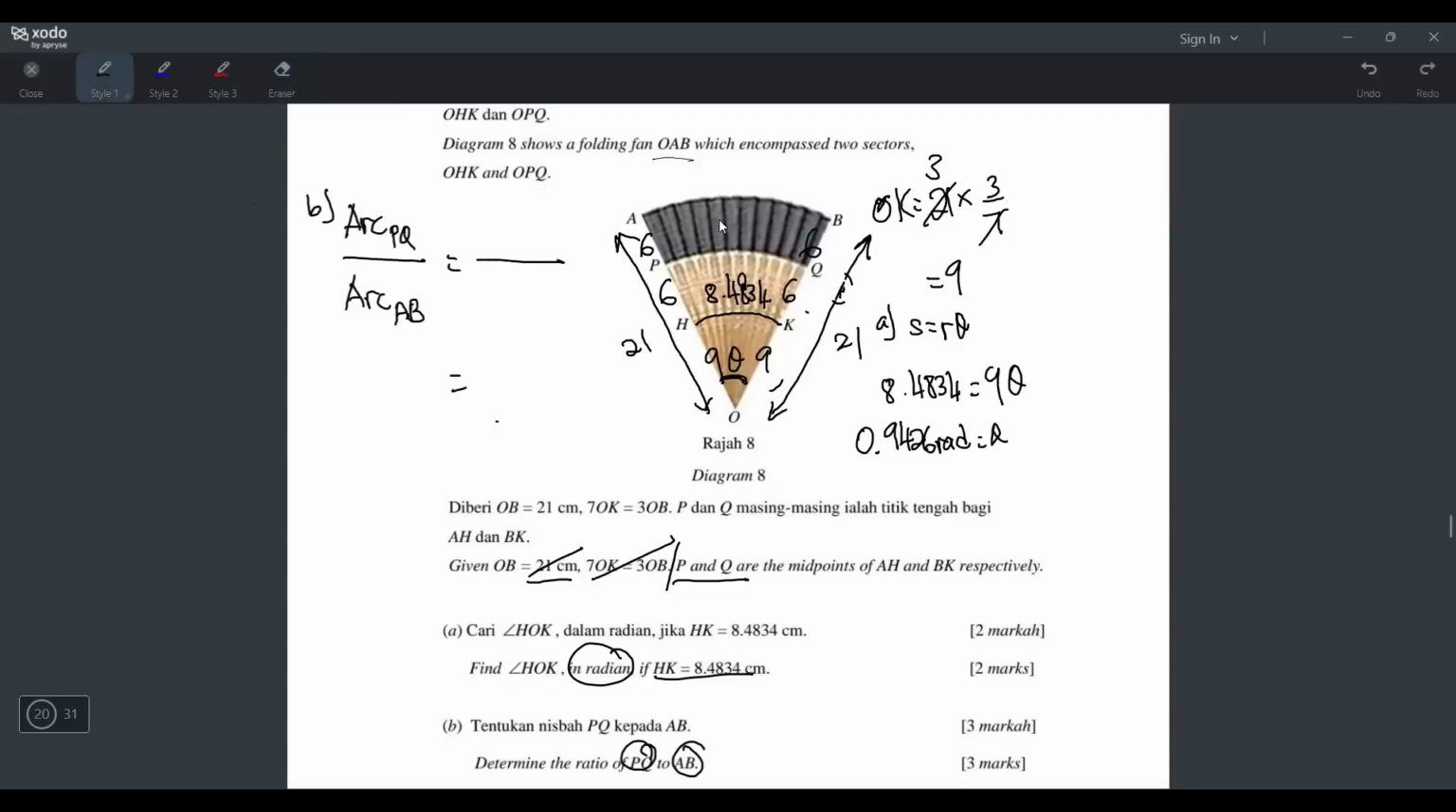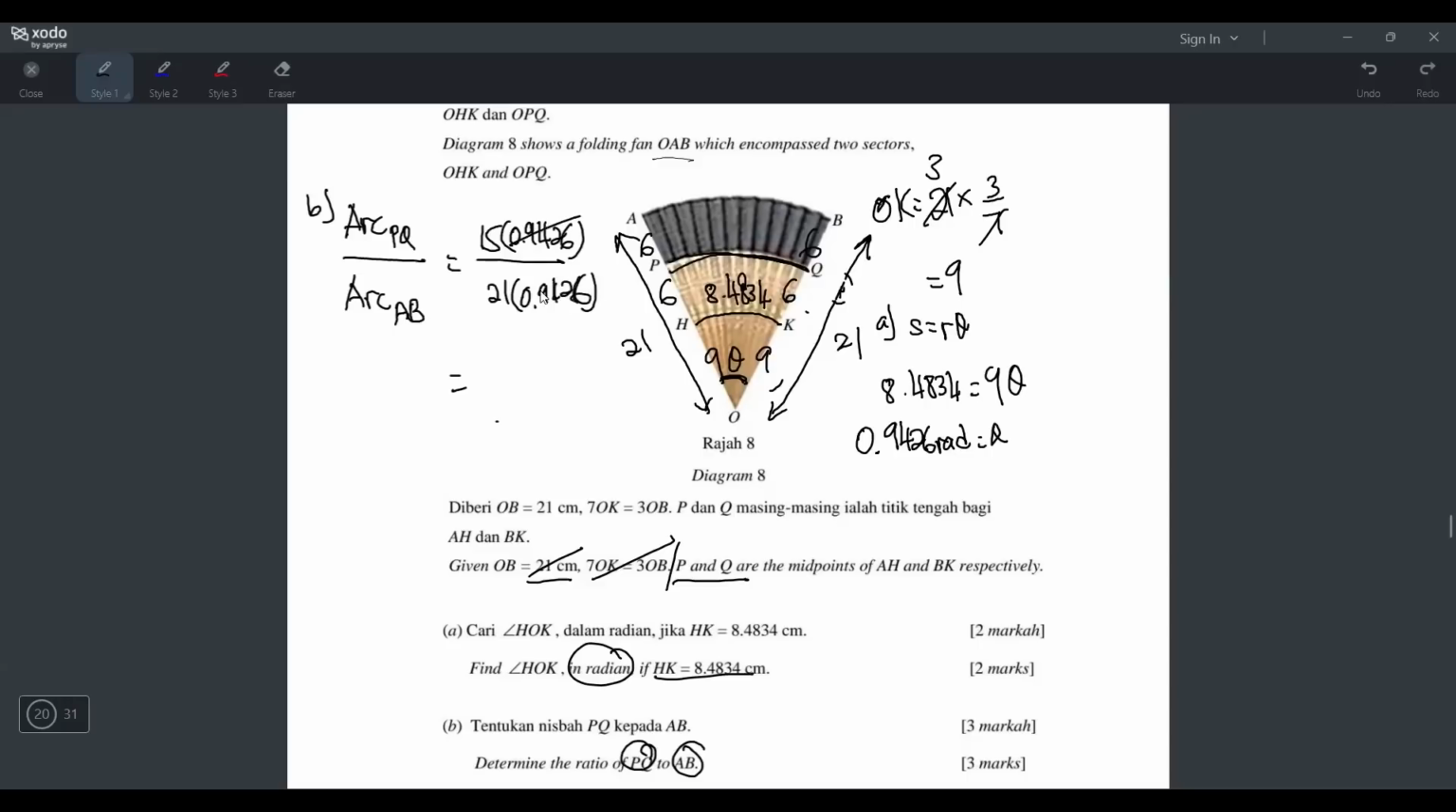Okay, for arc PQ, it will be this arc right here. So the sector we use will be this sector, right? We have to take out the center. So the radius will be 9 plus 6, which is 15, times the theta in radian, 0.9426. All right. Okay, below will be arc AB. This one is the big sector. And if you want to know the radius, you have to draw to the center, right? So it will be 21 cm total times 0.9426.